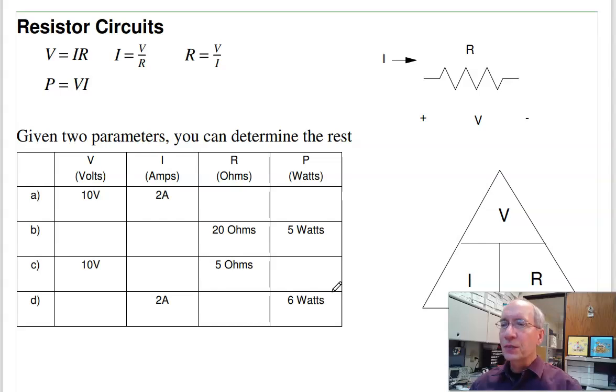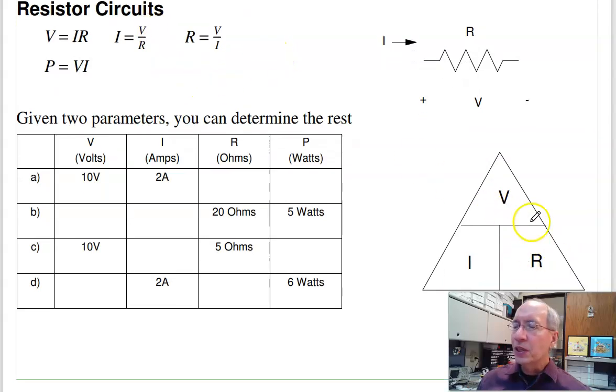For resistor circuits, the basic equation is V equals IR, and from that I can do I is V over R, R is V over I, and one way that's drawn is like this. V is I times R, V over I equals R, V over R equals I. Given 2, I can find the third, and the fourth equation, power, is volts times amps. So if we have 2 of these numbers, I can find the rest. For example, 10 volts at 2 amps, take the ratio, I get the resistance is 5 ohms. Power is volts times amps, 20 watts.